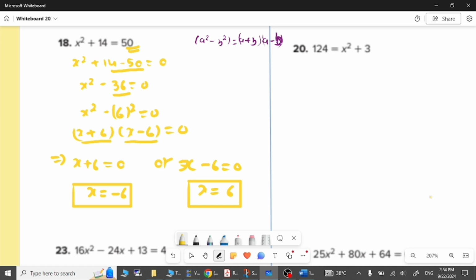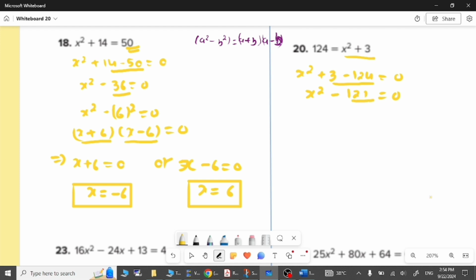Same way I will be solving this one. So one side, the right-hand side, I will always make 0. After rearranging you can write x² + 3 − 124 = 0, or you can write x² − 121 = 0. This one will give this one.